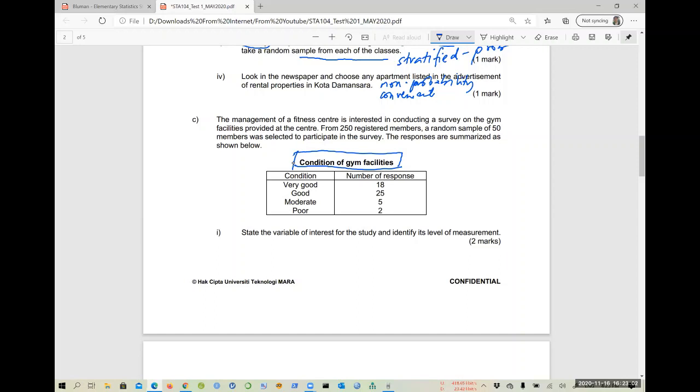Okay, and then what is the level of measurement? In this case, when they ask about the condition of gym facilities, the respondent will give a response on the item, whether it is very good, good, moderate, or poor. So these responses can be ordered, right? They are categorical responses, very good, good, moderate, and poor. This is categorical because there are no numbers involved in the responses, and these responses can be ranked or ordered accordingly. So that means the level of measurement here will be ordinal. Okay, so the variable of interest will be the condition of gym facilities.